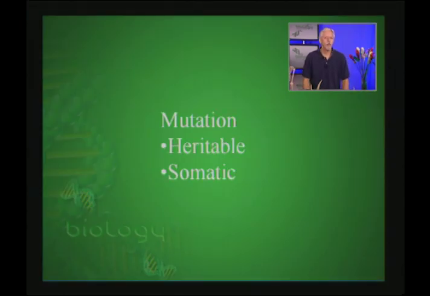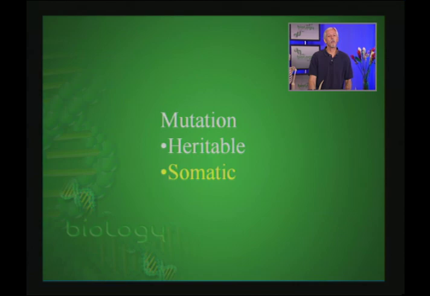Mutation is a spontaneous change in the nucleotide sequence of DNA. And we generally classify these in two general areas. There are heritable mutations, and heritable mutations are those that are passed to the next generation. So heritable mutations occur within our sex organs and would be passed on in either sperm or ova. And then somatic mutations are mutations which occur in our body cells.